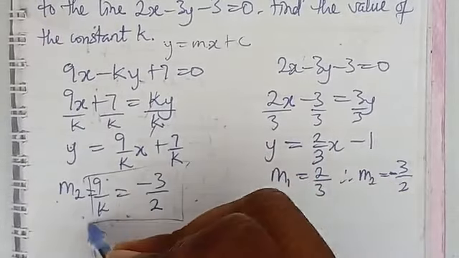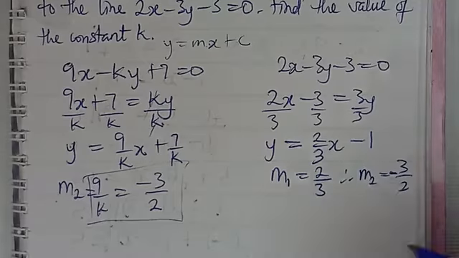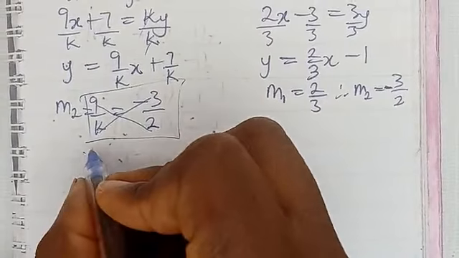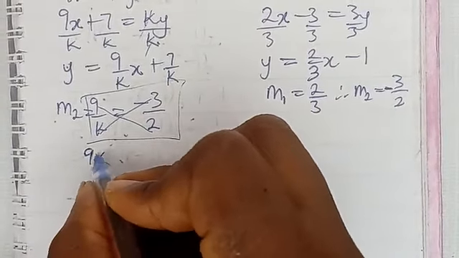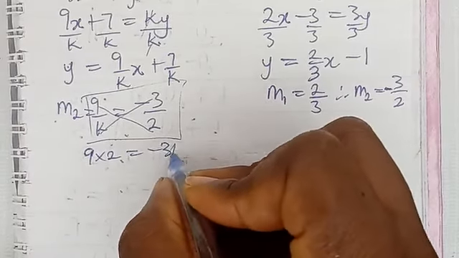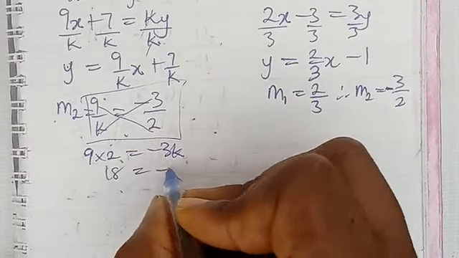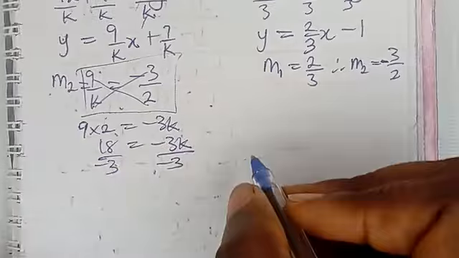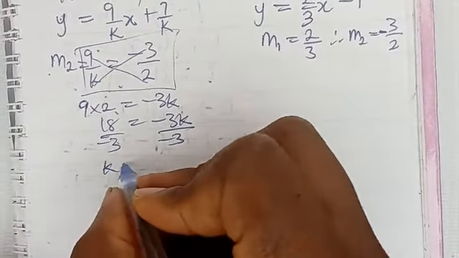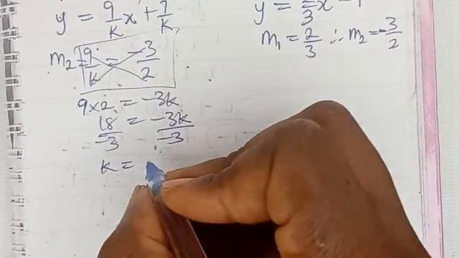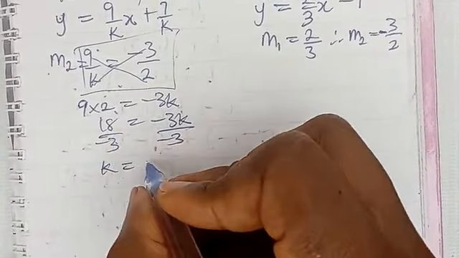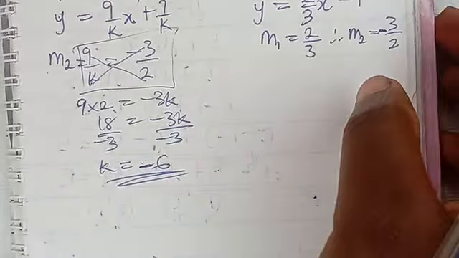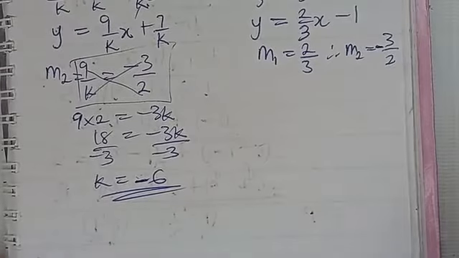So this is what we are going to equate in order to solve for k. How do we do that? We cross multiply. When we do that, we are going to have 9 times 2 is equal to negative 3k. So 18 is equal to negative 3k. We divide both sides by negative 3. We are going to have that k is equal to 18 over 3 is 6. So that is negative 6. So the k in the equation is equal to negative 6.